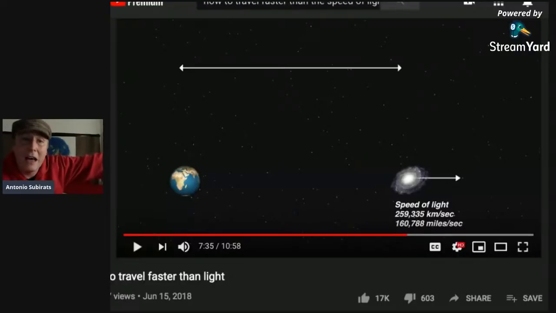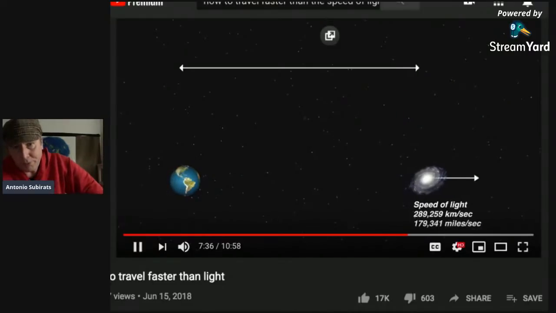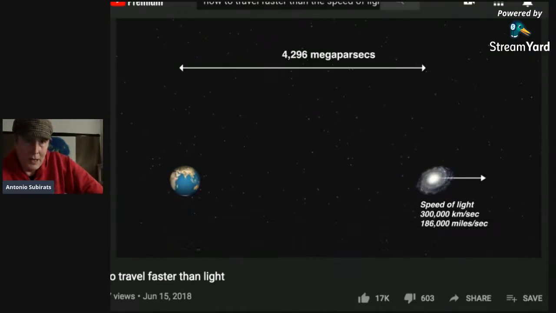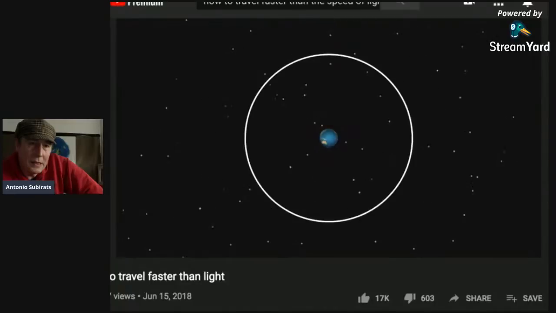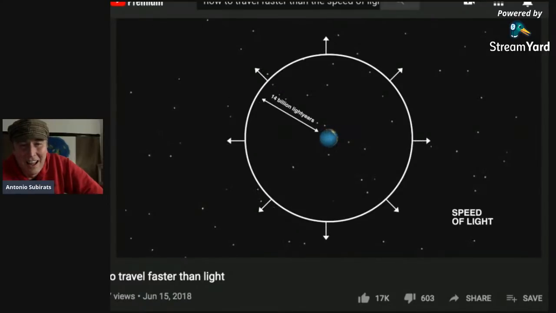It's Methuselah. That star, that's the one. That turns out to be 4,296 megaparsecs, or just shy of 14 billion light years. Right. That's how far a galaxy would have to be traveling at the speed of light. 14 billion light years. Okay. This means that the surface of a sphere centered on the Earth and with a radius of about 14 billion light years is moving away from us at the speed of light.